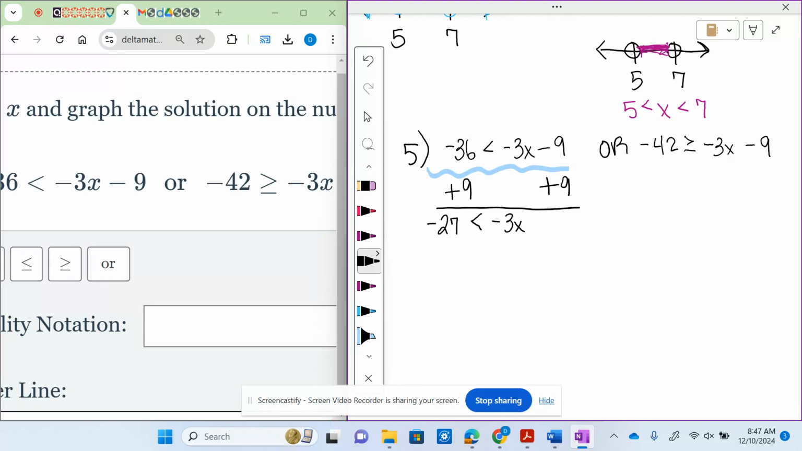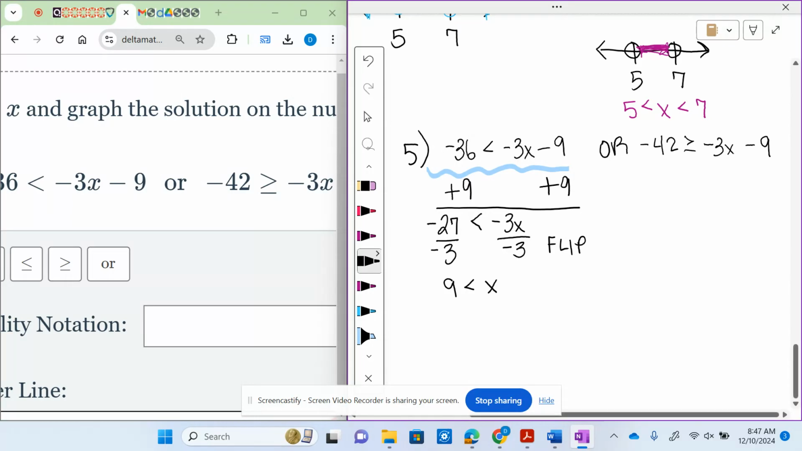So how do I solve that? What do I do next? Divide both sides by a negative 3. What happens when I divide by a negative, Tim? So I have to flip. So 9 is less than x.